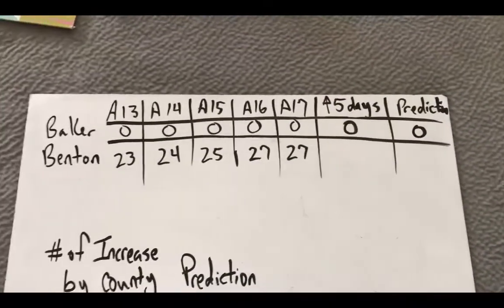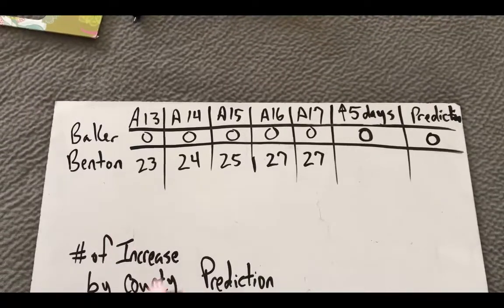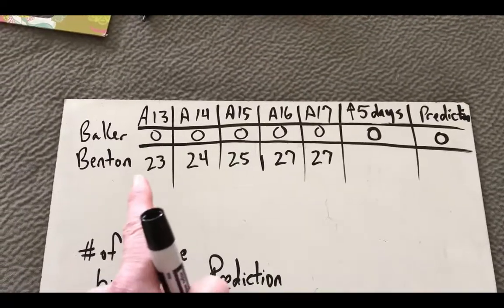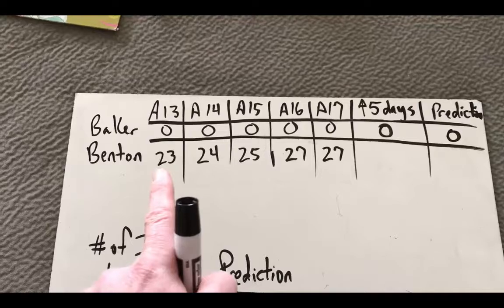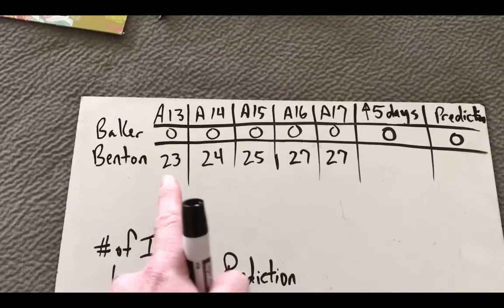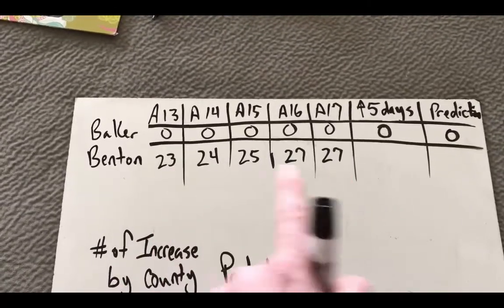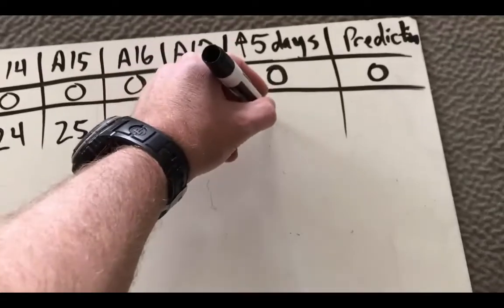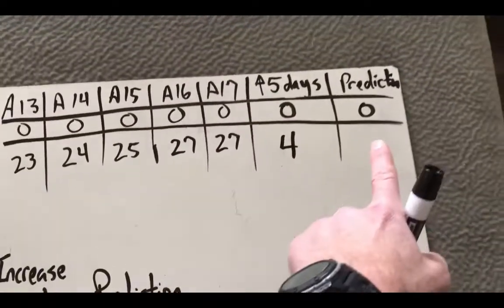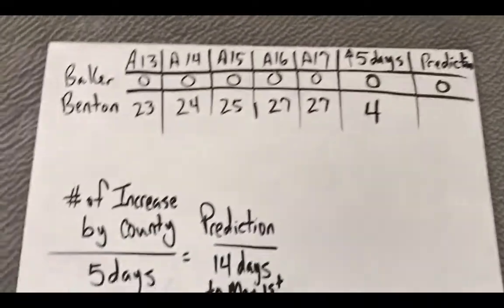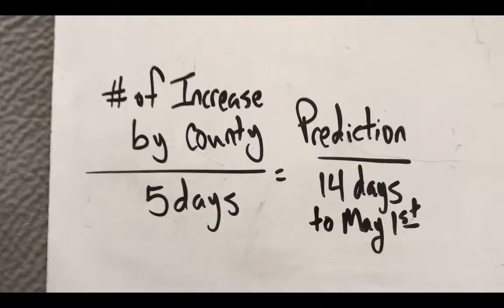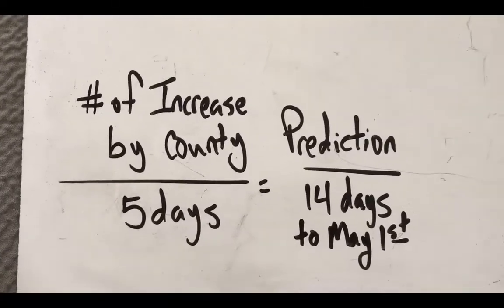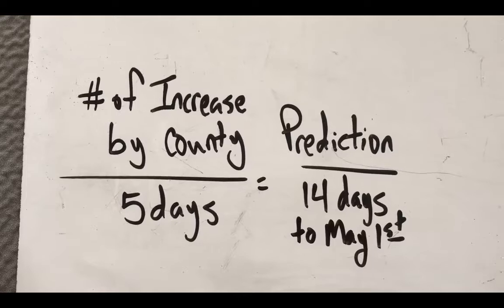All right, now you're going to have to do this for all of the counties, but this Benton County one will be my example. So if you look between the day I started and the last day, it's a change of 4 new cases. All right, now we're going to try to figure out the prediction. So this is our equation that we're going to use, and you may want to pause the video so you can write that down as we go forward.